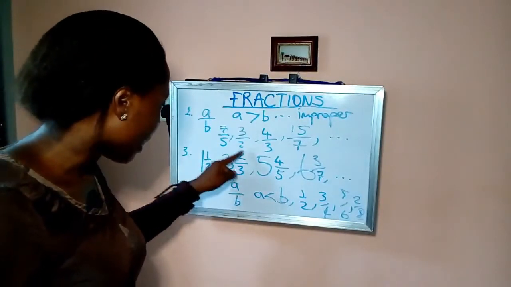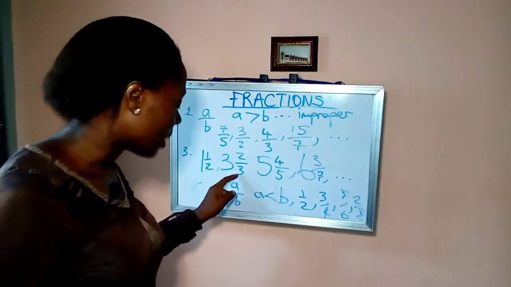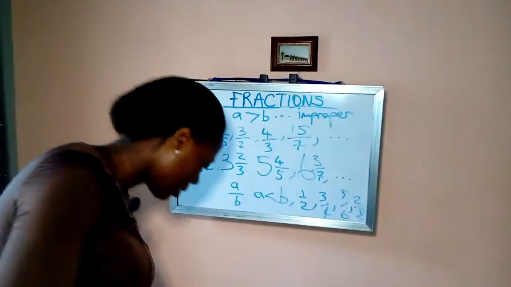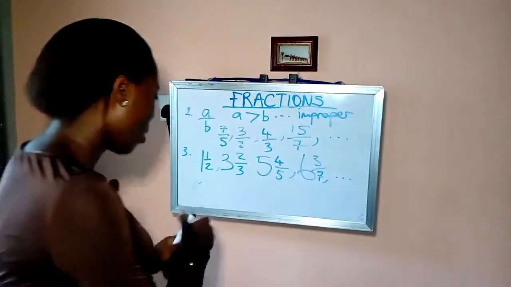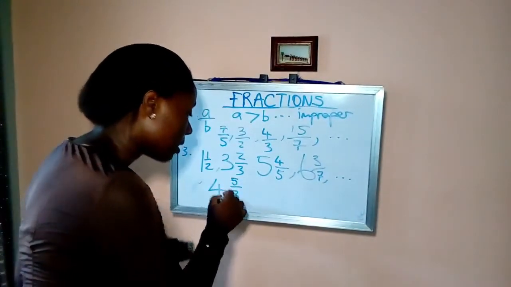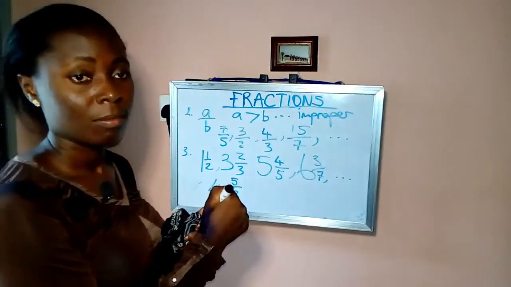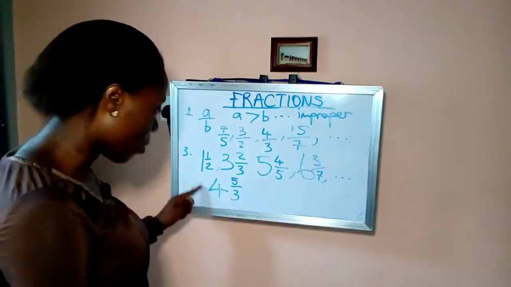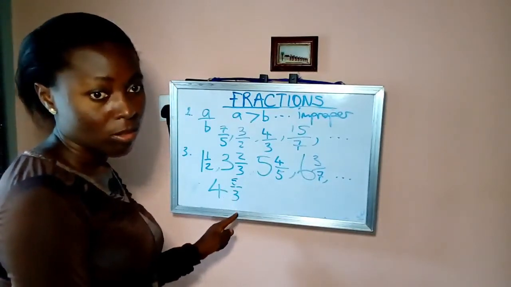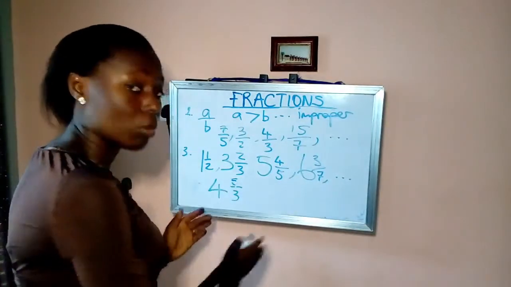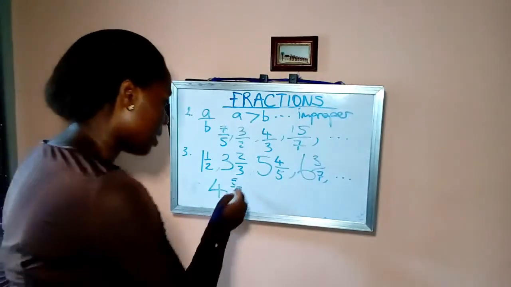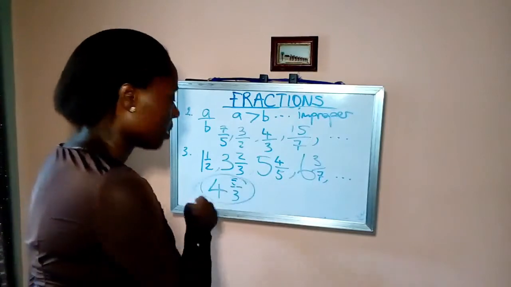Again, 3 whole number, 2 over 3, we call it a mixed number. And someone will ask, what about 4 whole number, 5 over 3? Is it a mixed number? Yes, it is. Why? Because we have a whole number, and this is an improper fraction. You will also know what to do when we get to that. But this also is a mixed number.